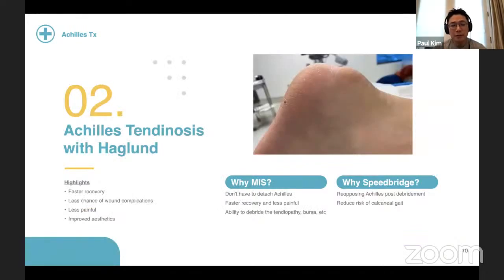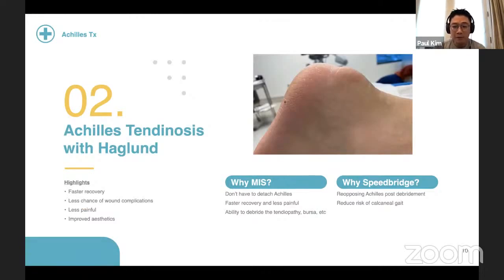So let's move on to Achilles tendinosis with Haglund. Now, the highlights of this is that it's a faster recovery. There's less chance of wound complications because it is all done minimally invasive. It's less painful and improves aesthetics. Definitely helpful because this bump is unsightly, and we can completely get rid of it using a more minimally invasive approach. So why do I like the minimally invasive approach, and why did I convert my practice to that?